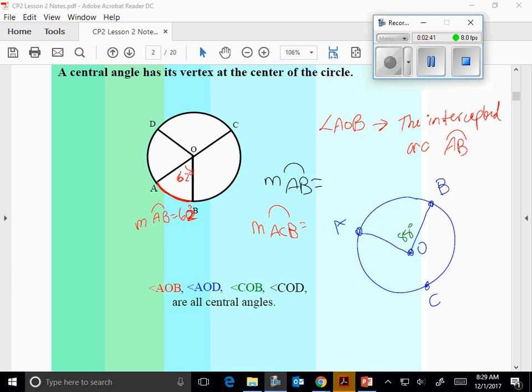Okay, I need to correct myself on this previous example I did. This should be a 62. I don't know why I put a 60 there after putting 62. These two angles should be the same.